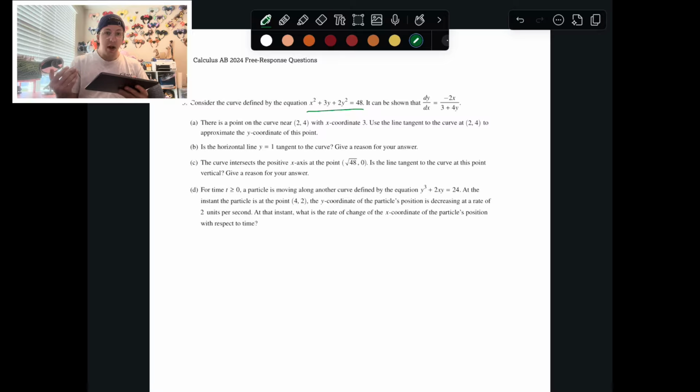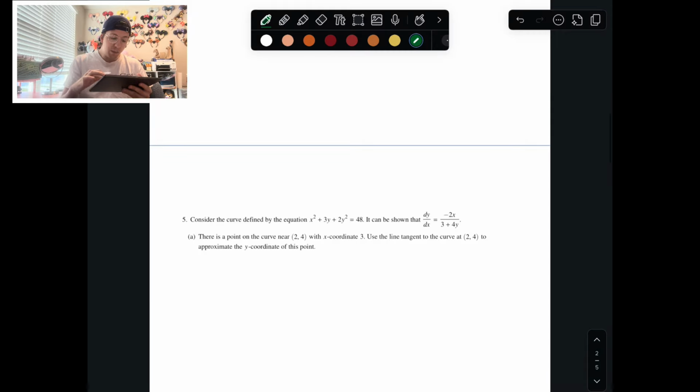So on this FRQ, we're going to be doing a couple different things with implicit differentiation. The first one is we're using tangent approximation. The second one is horizontal tangent lines and dealing with that. Then part C, we're talking about vertical tangent lines, and then the fourth one we're talking about related rates and differentiating with respect to time. So let's get going. Let's do part A.